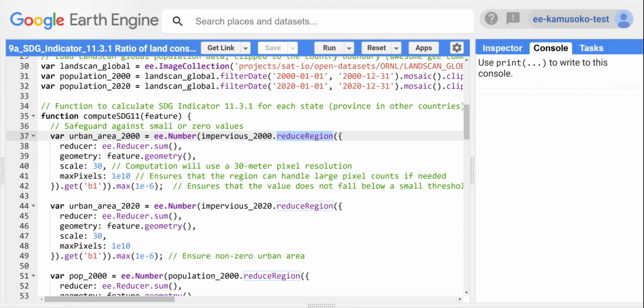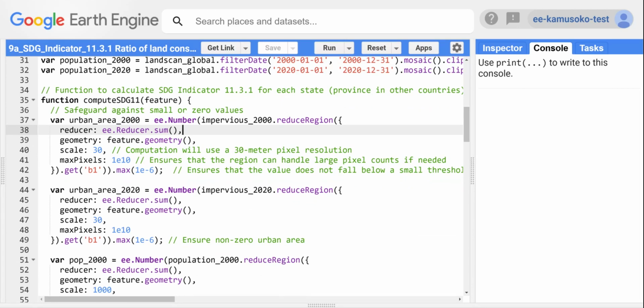So what does this method do? It is responsible for aggregating all the pixel values over the region of interest, the state in this case. So the reduce region method will calculate the sum of all the values in the region, which is defined by the state. That is, the sum of all the urbanized pixels in the region for that year.